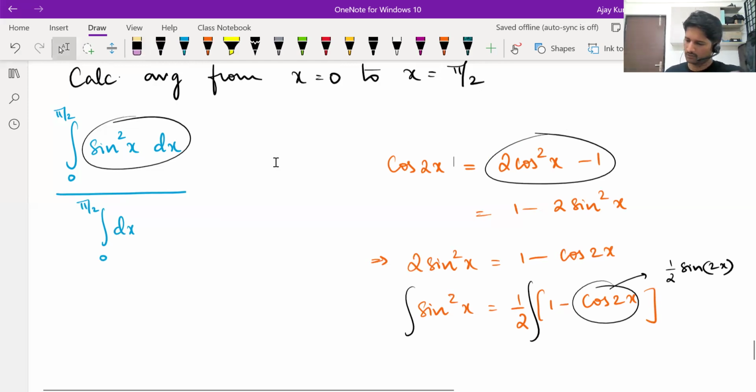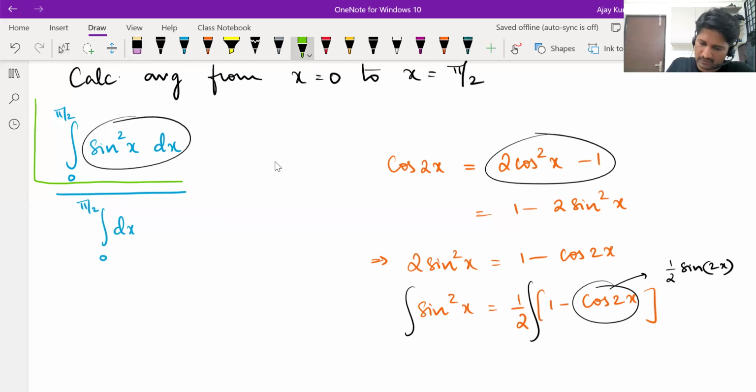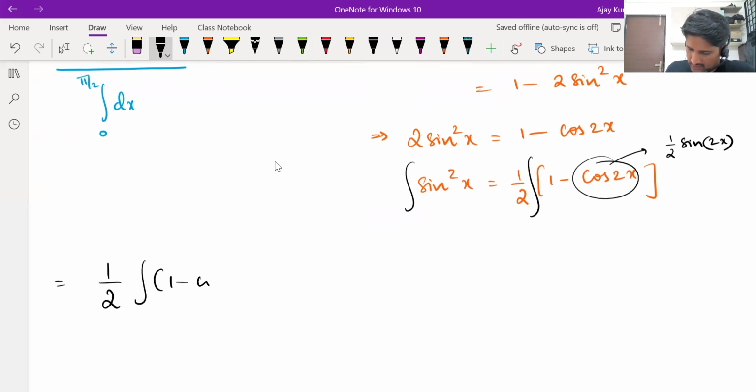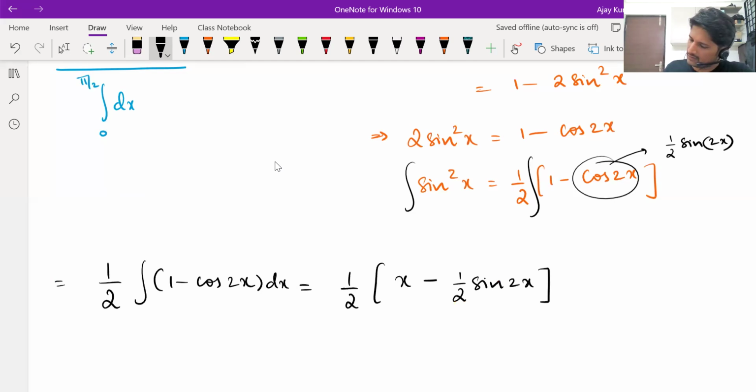Okay. So I want you both to do that now. In the numerator, we'll evaluate the numerator first. In the numerator, we have integral sine square x. That is basically half integral of 1 minus cos 2x. And we know how to, okay, dx also should be written. And integral 1 is x minus integral cos 2x is 1 by 2 sine 2x. You have to substitute limit 0 to pi by 2.